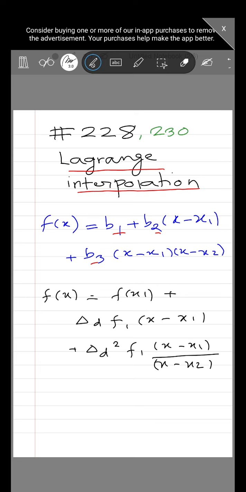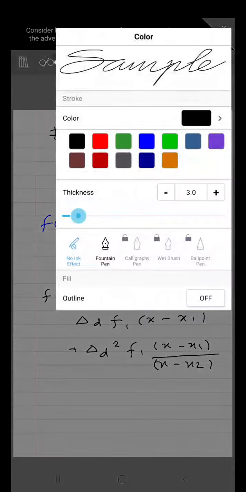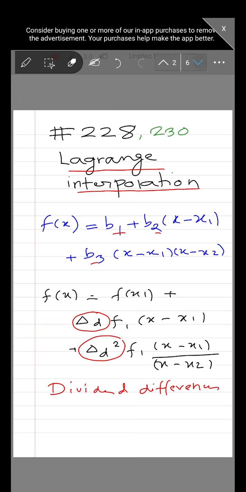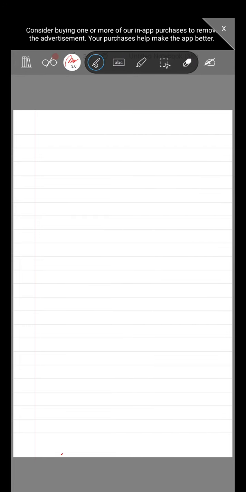These functions, delta d and delta d square, are called divided differences. Now let us try to understand what these divided differences are. To understand it, we first need to write the values of the coefficients once again.